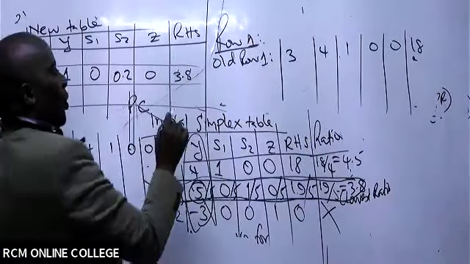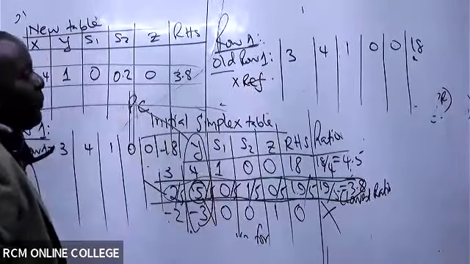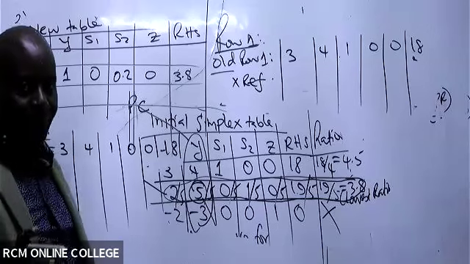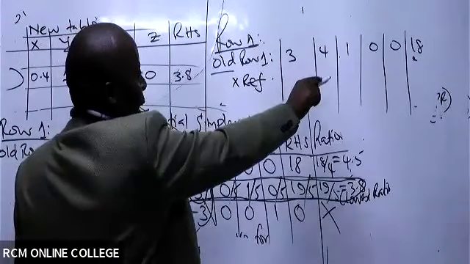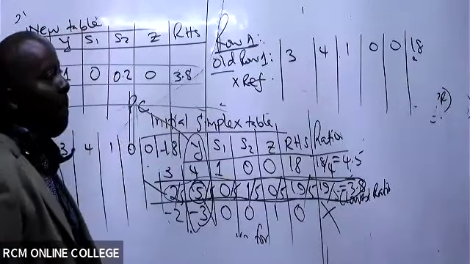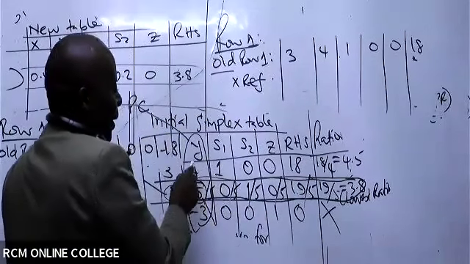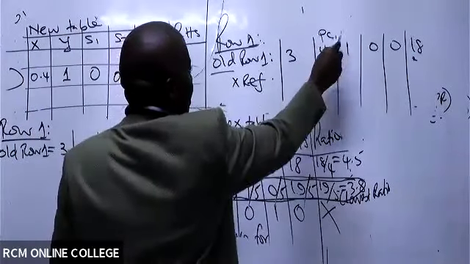And then we're using row reduction. You say minus something times the reference. Now please listen to me very well. When you look at this old row 1, where is my pivot column? My pivot column is on top of number 4. So this is where we have our PC value.